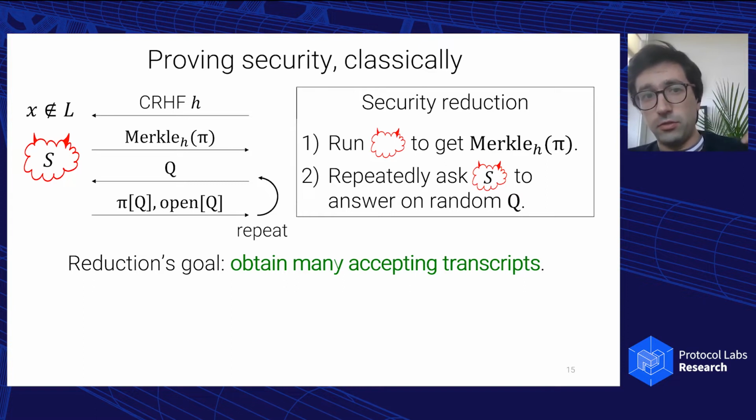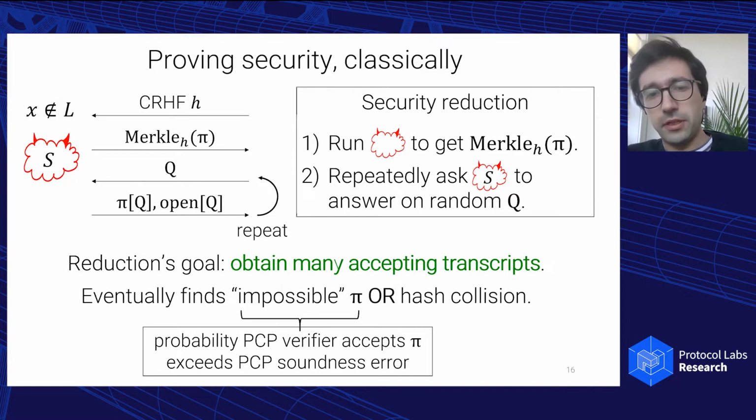And so the way that you do it is you rewind the prover to the state S in the middle, and you run it again on a different Q, always randomly chosen. And you keep doing this over and over again. Eventually, if the prover is succeeding with high enough probability, you're going to fill in a good chunk of the PCP, and this is enough to break the soundness of the PCP. In particular, if everything is consistent, then you're going to find a good PCP. And if something is inconsistent, this means you find a hash collision. And so that's the proof of security in the classical setting.